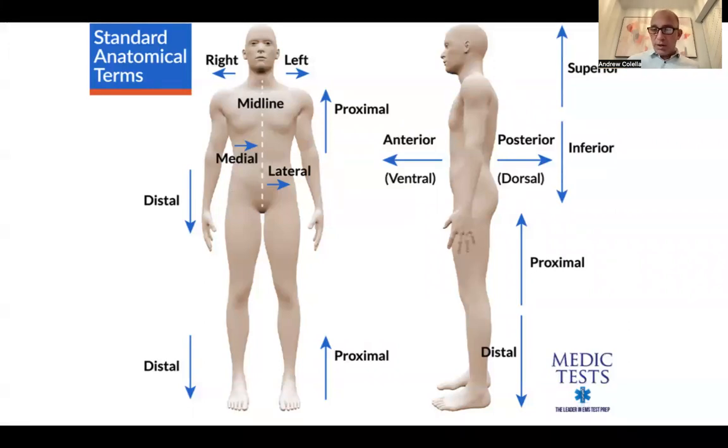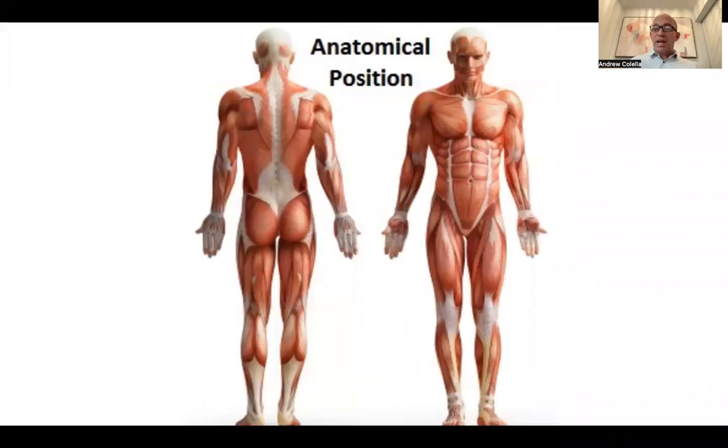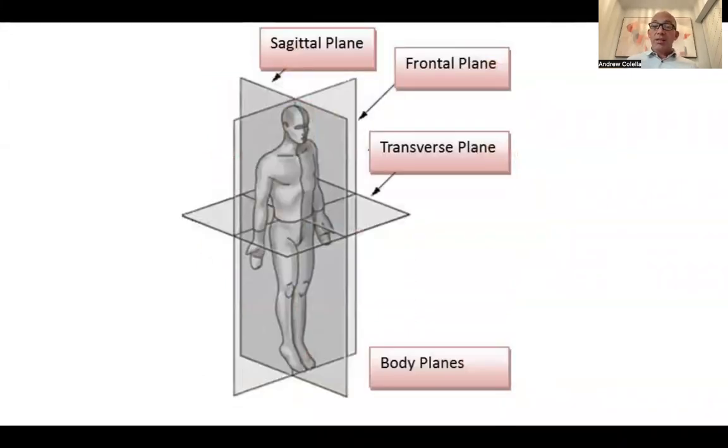Okay, so I'm going to do a quick review and then we'll wrap it up. Standard anatomical position, pretty straightforward. The planes: we've got sagittal, which creates a left and a right; the frontal, which creates a front and a back; and a transverse, which creates a top and a bottom.